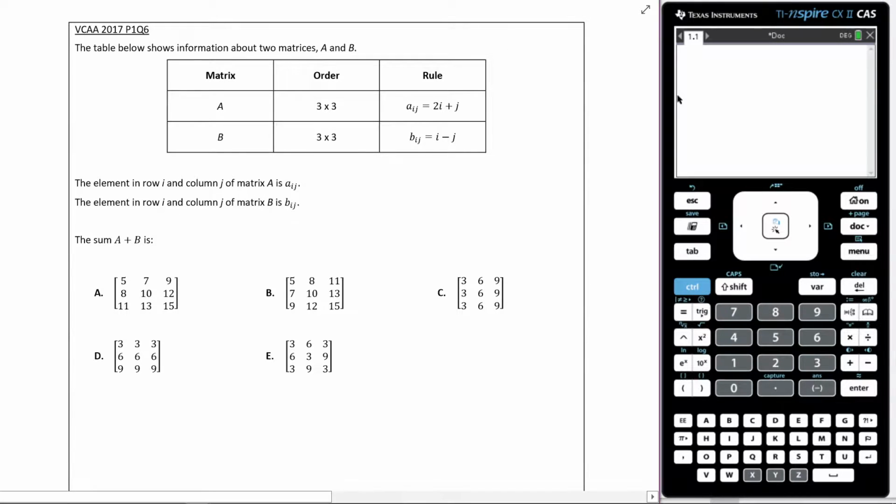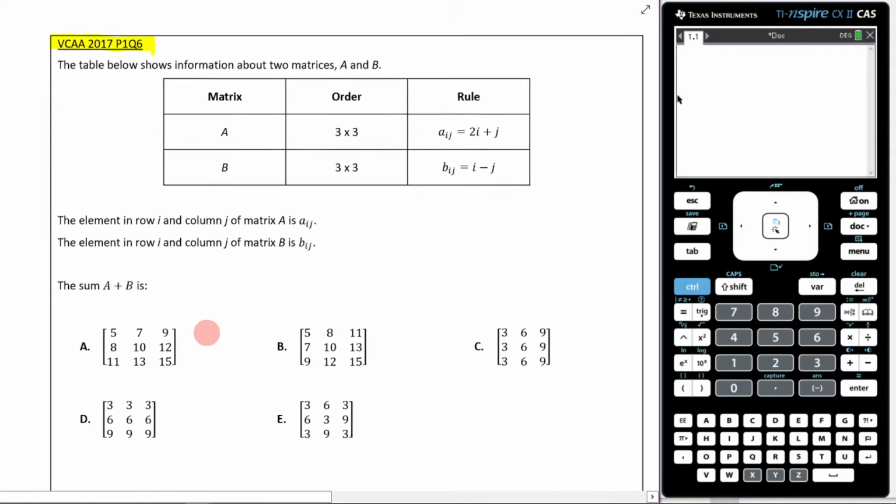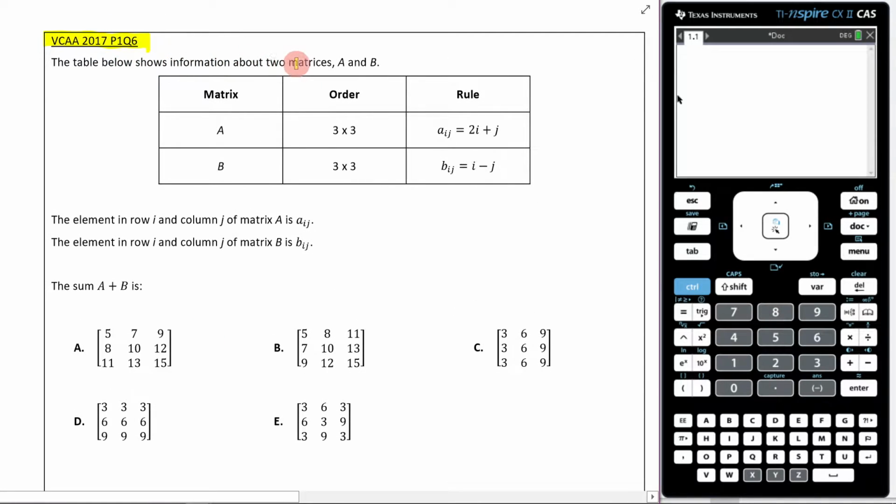We're going to go through this past exam question. It's taken from VCAA 2017, paper 1, question 6. The table below shows information about two matrices, A and B. So here's the matrix, here's the order of the matrix, and here's the rule.